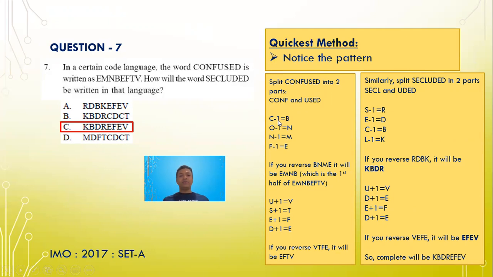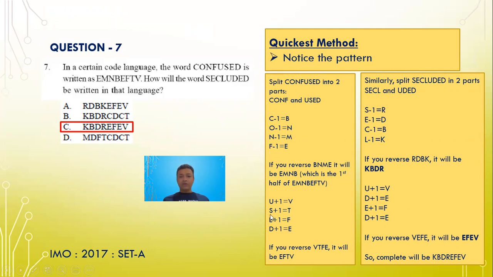C minus one. What is C minus one? B, because B comes before C. What is O minus one? O minus one is N. I J K L M N O P. N minus one. What is the first character before N? It is M. F minus one. What is the character before F? It is E, isn't it? So B N M E, and if you reverse B N M E, it will be E M N B, which is the first part of the code.